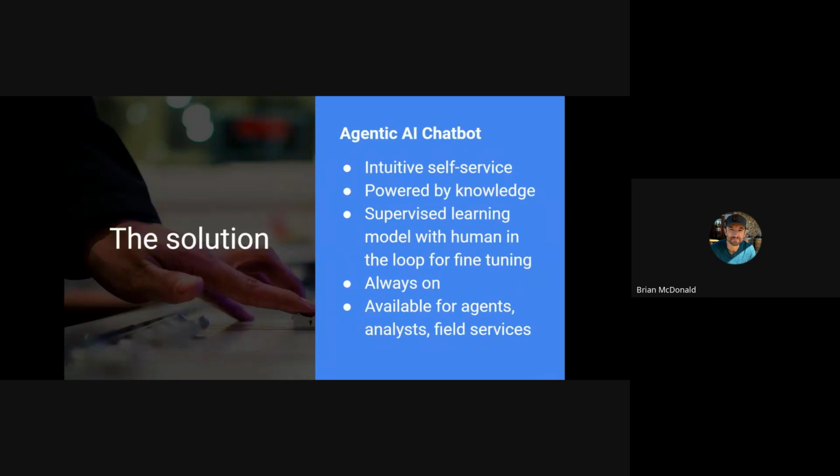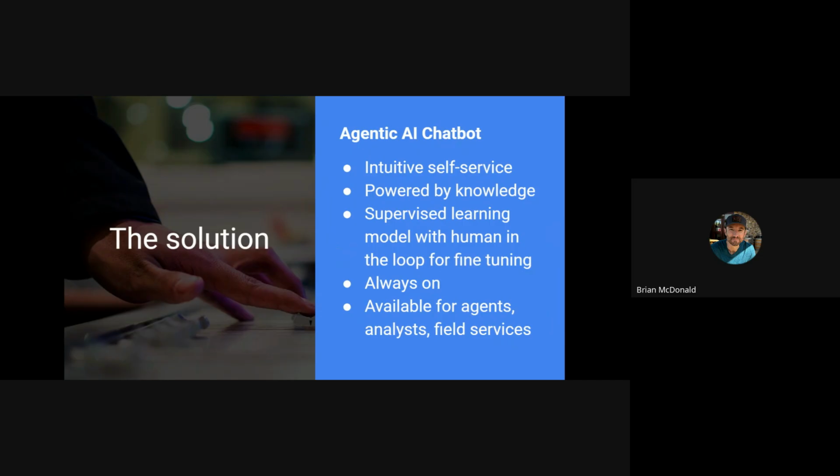So the solution I'm proposing is to use an agentic AI chatbot. This chatbot would be intuitive and would give the agent step-by-step instructions powered by a knowledge base that would be beefed up to help solve those problems that they run into.